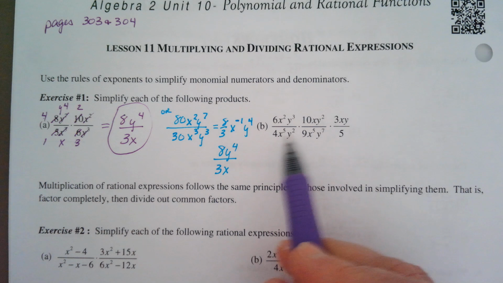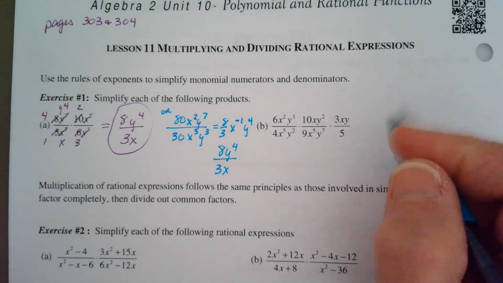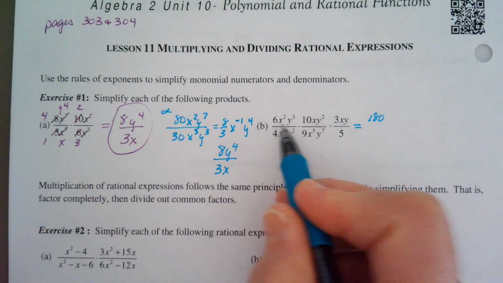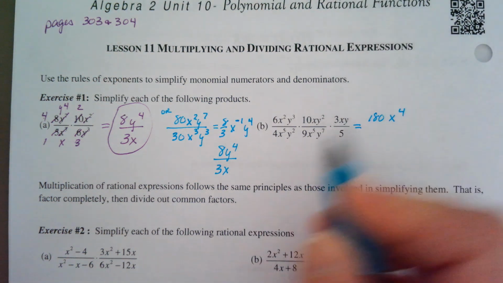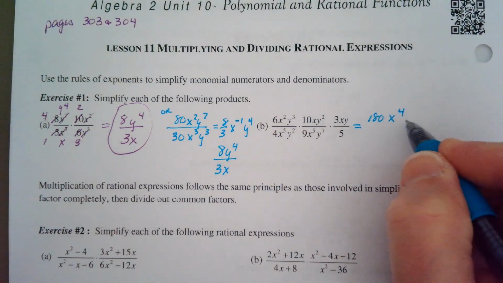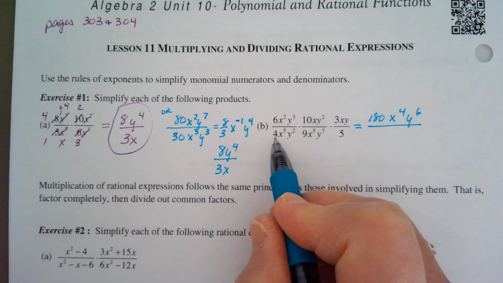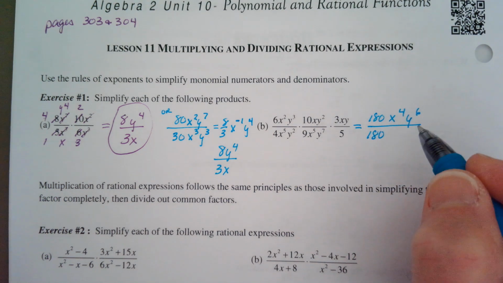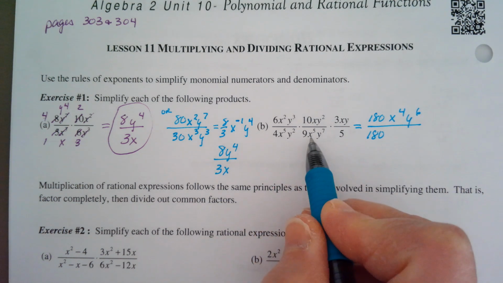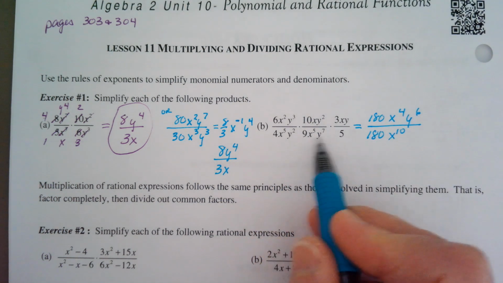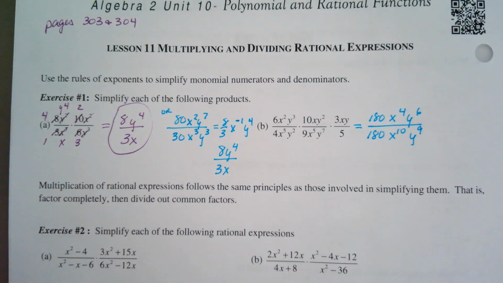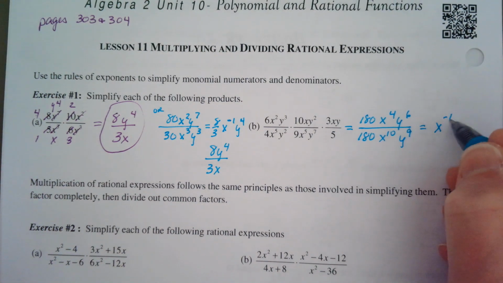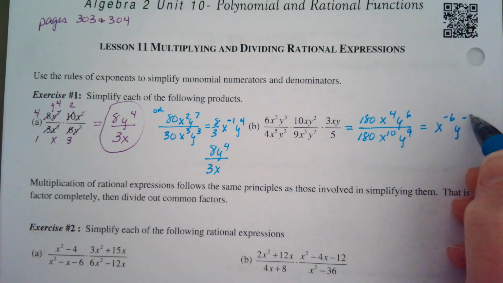So if you want to do that, and maybe you do, in fact, I'll take this one and do that. I'll multiply across. That's 60 times 3 is 180. X squared times x is x to the 4th. Y to the 3rd times y to the 2nd times y to the 1st is y to the 6th. I'm going to do 4 times 5 is 20 times 9 is 180. Oh, that's nice. Yeah, that's right. X to the 5th times x to the 5th is x to the 10th. And y to the 2nd times y to the 7th is y to the 9th. X to the 4th divided by x to the 10th is x to the negative 6th. And y to the 6th divided by y to the 9th is y to the negative 3.